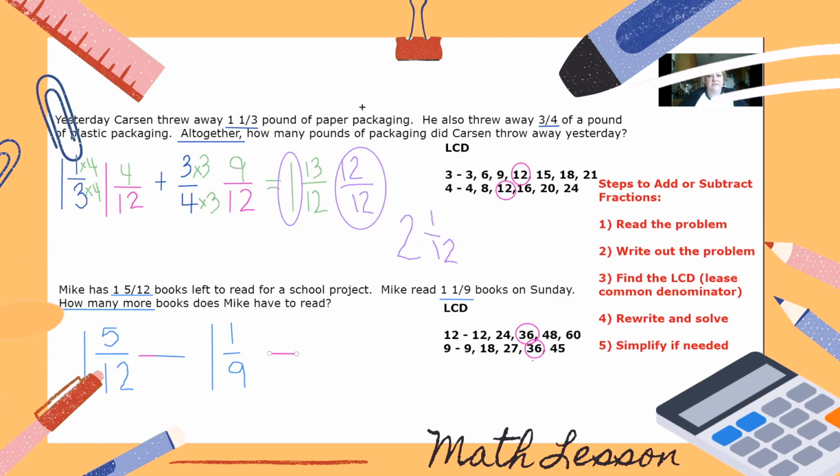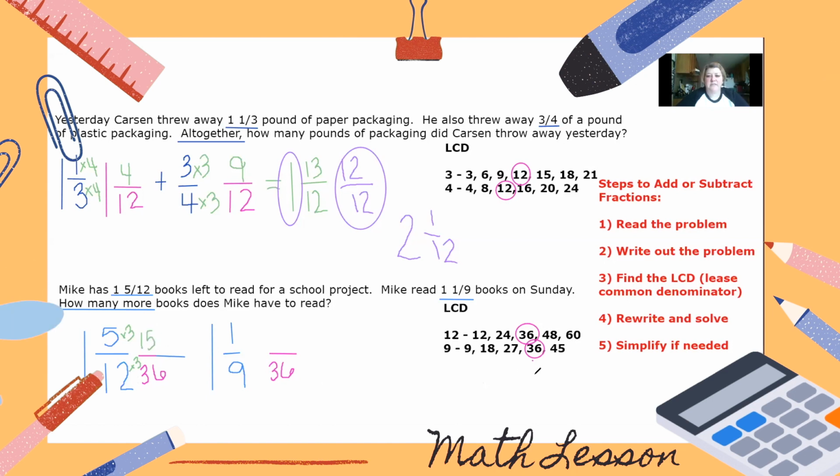I didn't leave myself enough space on this one, so please make sure you're leaving yourself some room when you are solving these problems. Okay. So 12 times what equals 36? We go right back over here. 1, 2, 3. 12 times 3. Whatever we do to the bottom, we must do to the top. So 5 times 3 is 15.